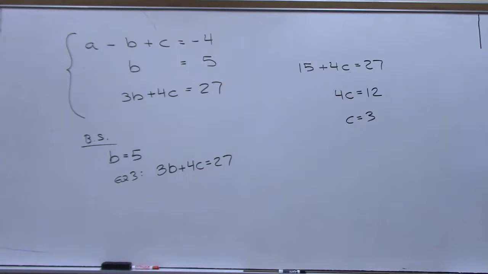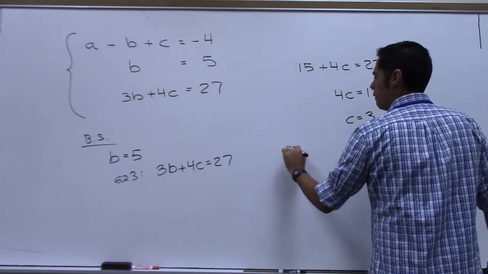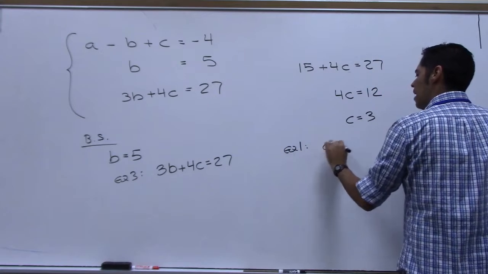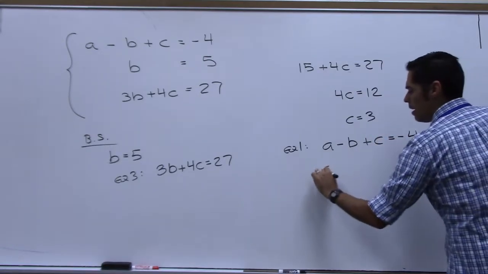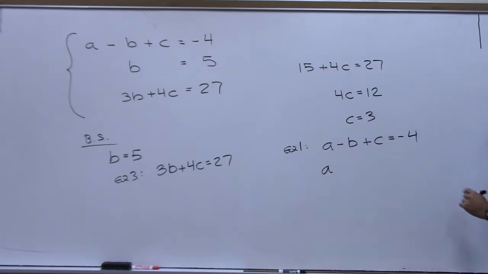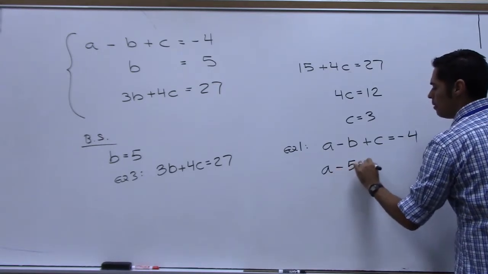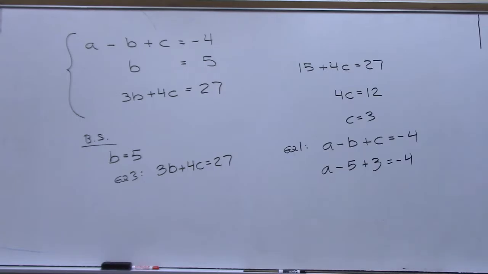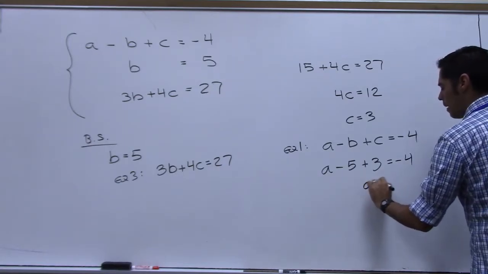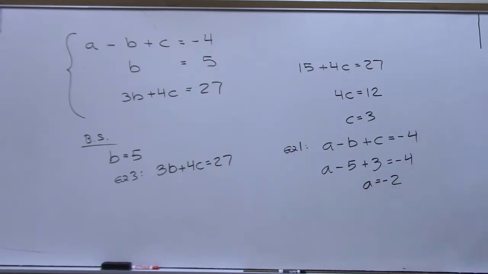Now go to equation 1. A minus B plus C is -4. A, let's see, negative B is -5, plus C, C is 3, equals -4. So what's A here? -2. So you know what A, B, and C are?